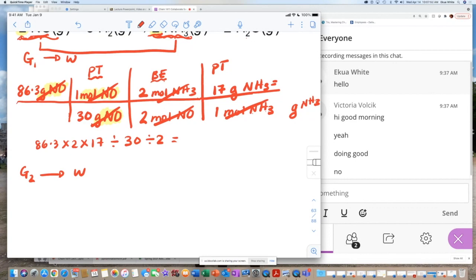86.3 times 2 times 17 divided by 30 divided by 2. What do we get? 48.9. So this is going to be 48.9 grams of NH3. Okay? So you see that. I don't like the numbers being on a different page, but you see that. 48.9 grams of NH3. That's our answer. Our answer for that G1 to W.